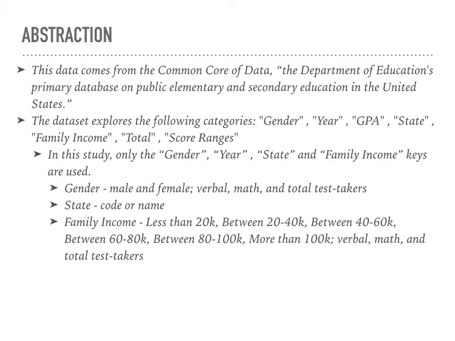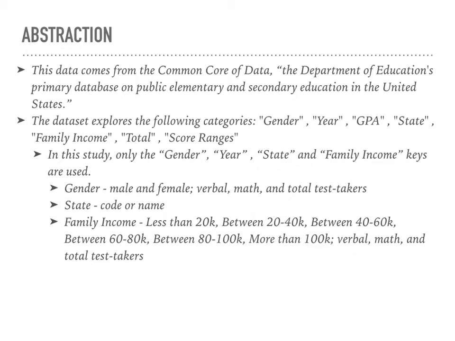So I'll go into how each of those categories are broken down. For gender, it is broken into two categories, male and female, and under each of those categories, it looks at the average verbal and math scores and the total test takers. For state, it is either a code or a name. So, for example, Virginia would be VA, and then obviously for name, it would be Virginia.